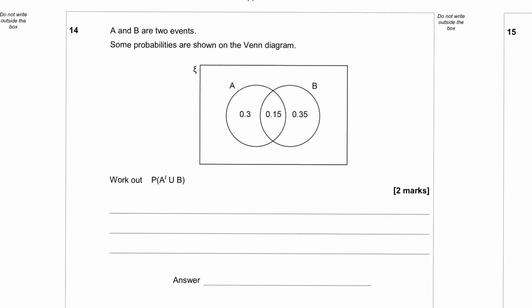So moving on to question 14. Question 14, we've got a nice probability question. It's basically got these brackets and these signs, so it's just about knowing the signs.